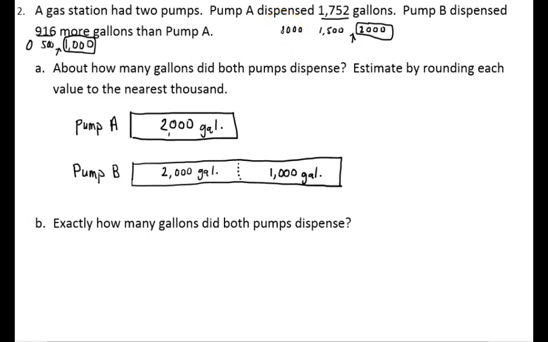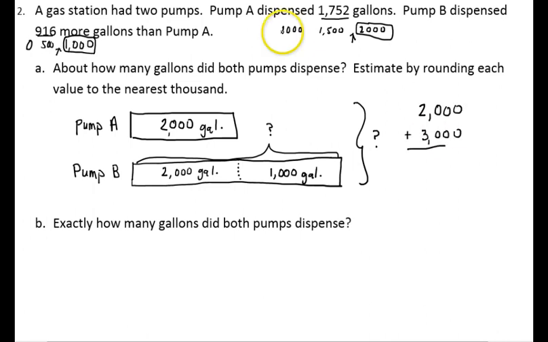So 2 things we need to find out. How many gallons pump B pumped, and about how many gallons did both pumps dispense altogether. Well, we can go back to pump B. If we know that the 2,000 part and the 1,000 part make up pump B, together that would be 3,000. So if I add pump A to pump B, I get a total of 5,000 gallons. Now that's my estimated total.